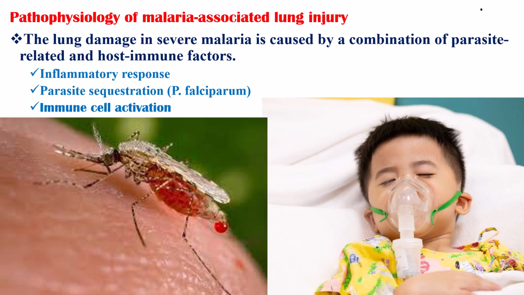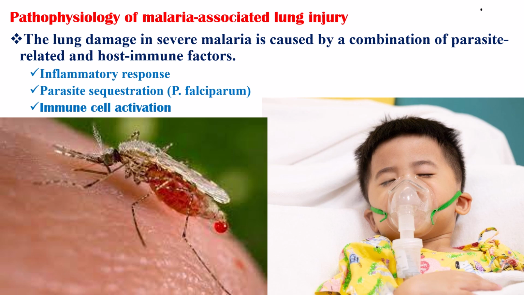The lung damage in severe malaria is caused by a combination of parasite-related and host immune factors. From this, inflammatory response is the first. The breakdown of infected red blood cells releases toxins that trigger a massive pro-inflammatory cytokine response. This flood of inflammatory cells and mediators damages the alveolar capillary membrane, causing it to become more permeable.